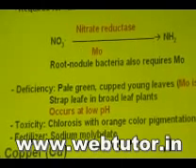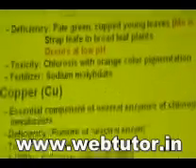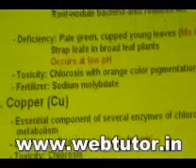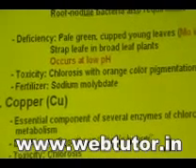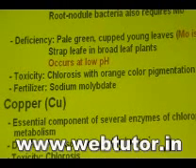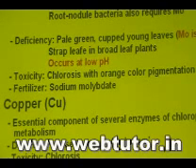Then deficiency: pale green, cupped young leaves, strap leaf in broad plants. Strap leaf is when broad leaves become thinner, like straps, very thin. Toxicity is again chlorosis with orange color pigmentation. Then you come to copper. Copper is an essential component of several enzymes. For many enzymes to work, you have copper as a cofactor.